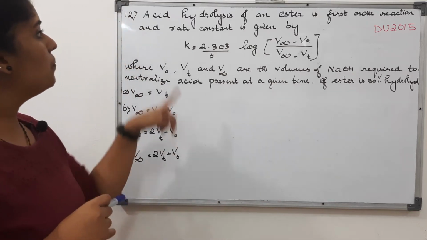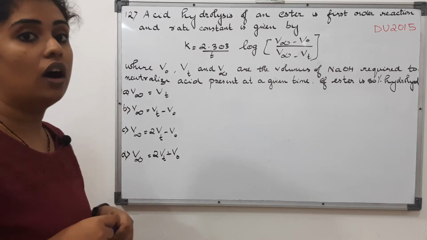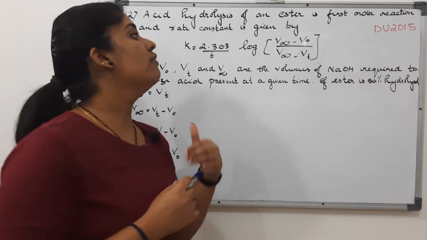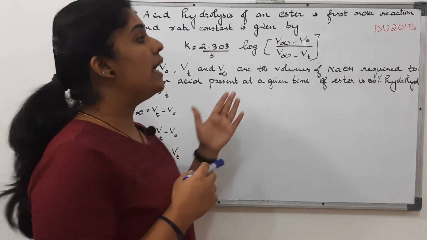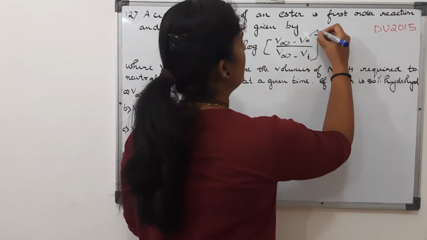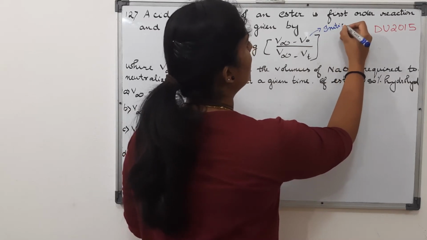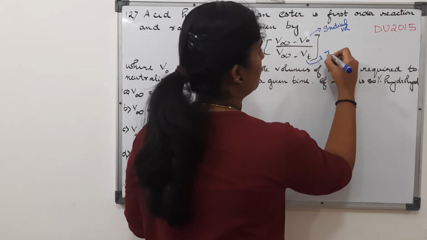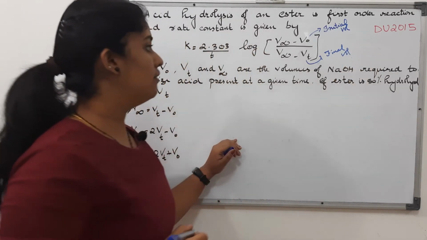They have given the equation where K equal to 2.303 by T log of initial concentration by final concentration. Or if it's volume, we can say K equal to 2.303 by T log initial volume by final volume. So, what do you understand? This particular thing that you have is my initial volume, and what you have here is my final volume.